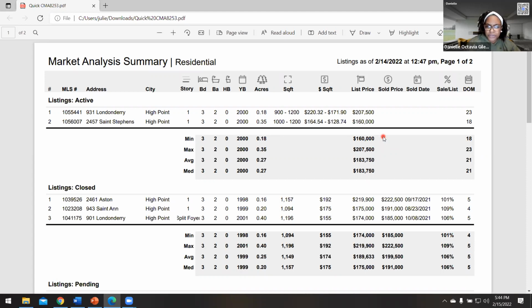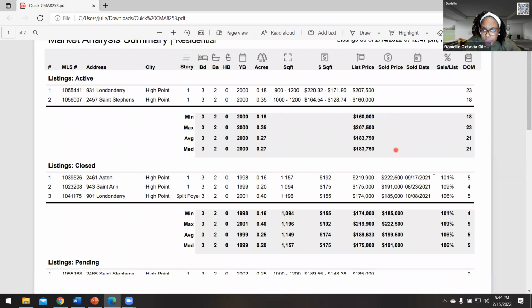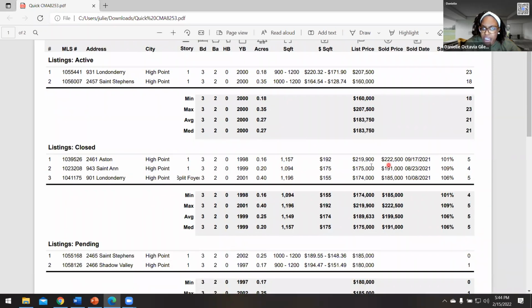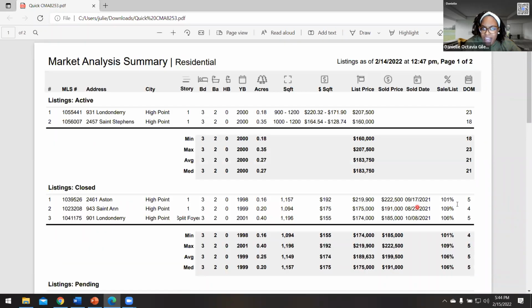Julia, I have a question. Just to be sure that I'm reading this right. So sale list percentage, these were sold at 101 over the percentage rate, and it was only on the market for 5 days. Welcome to this market. We listed it for $219,900. It sold for $222,500. We listed it for $175,000. It sold for $191,000, $170,000.